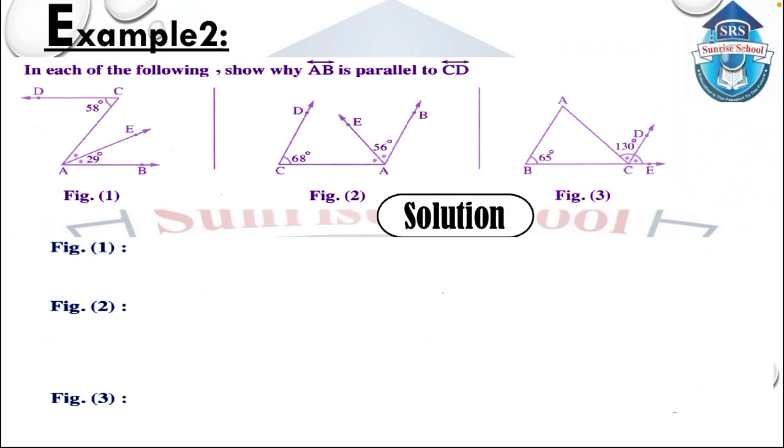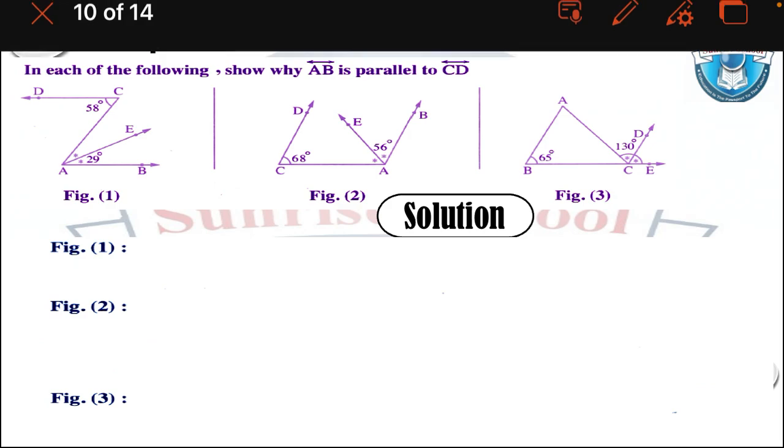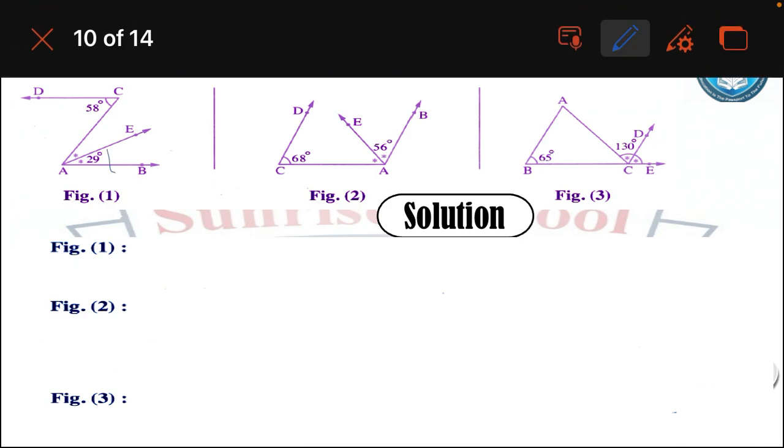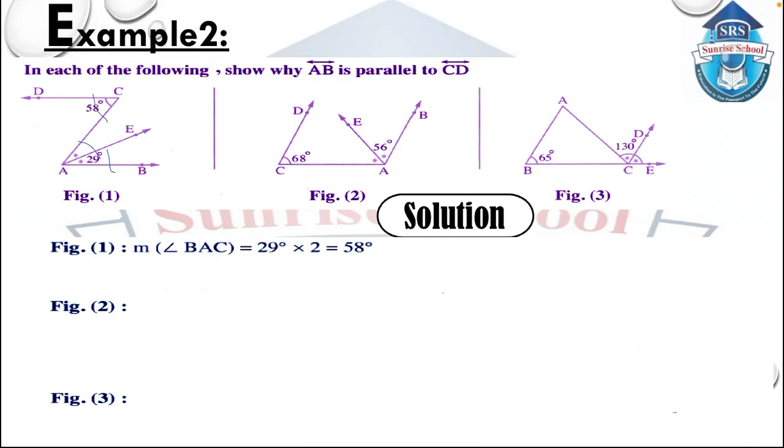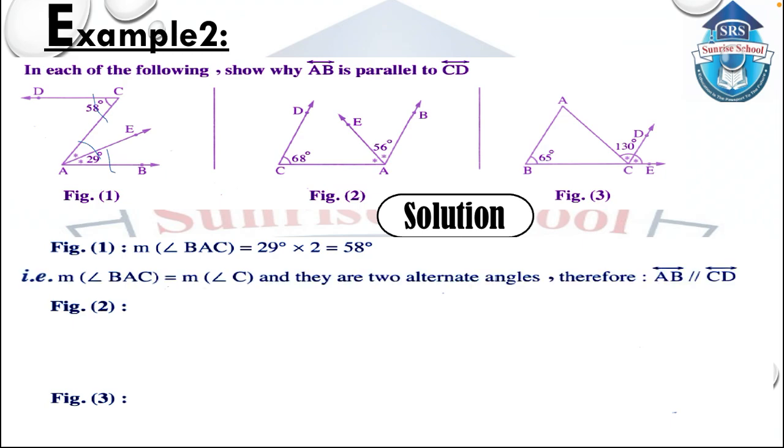Example number 3. In each of the following, show why AB is parallel to CD. In the first figure, we have two angles. This one is 29, equal to 29. So when we add 29 plus 29, it will give us 58, and angle C also equals 58. We have two alternate angles, which gives us two parallel straight lines.